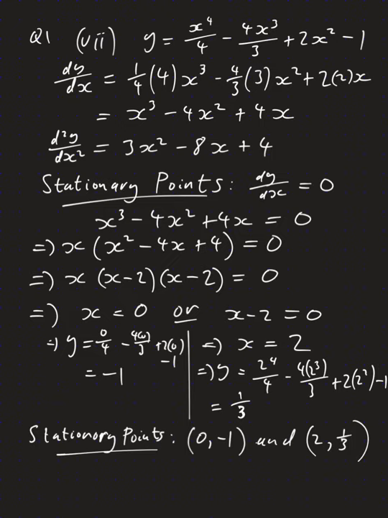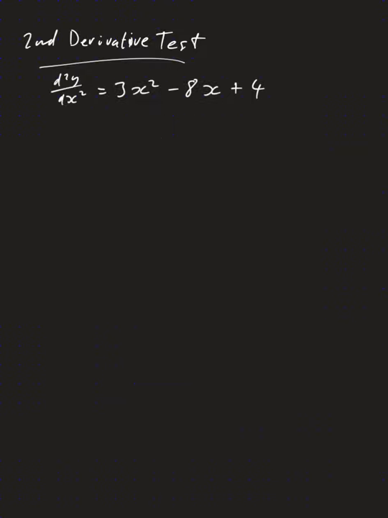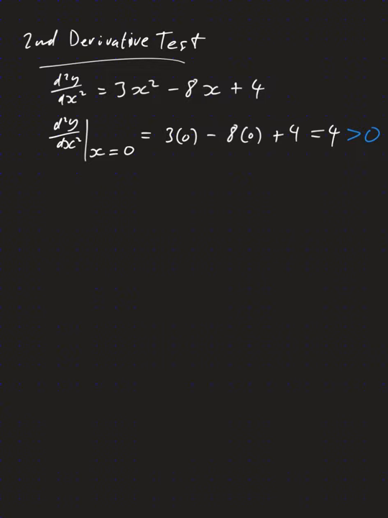Next I want to see, are these local maxima, local minima, or stationary points of inflection? To do that I need the second derivative test. There's my second derivative, so I'm going to check if that's positive or negative or 0 at my stationary points. The first one I'll check, the second derivative d2y/dx squared, at the point x is equal to 0, which, if you remember, was my first stationary point. So that's equal to 3 times 0 minus 8 times 0 plus 4, which is equal to 4. Now that is greater than 0. So if the second derivative is greater than 0, that means that stationary point must be a local minimum.